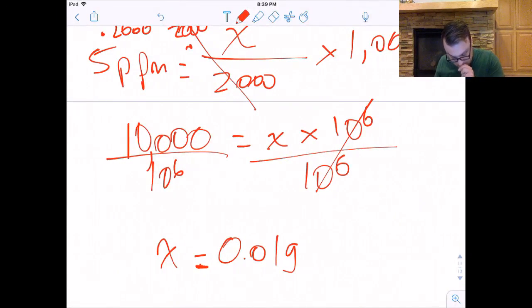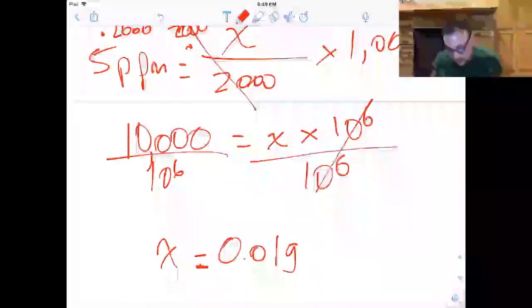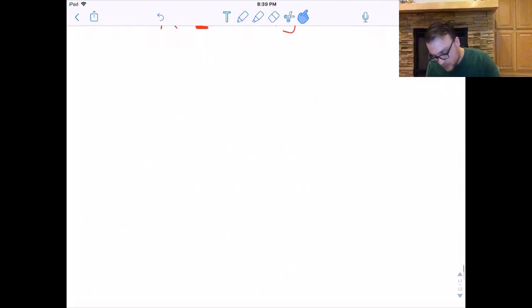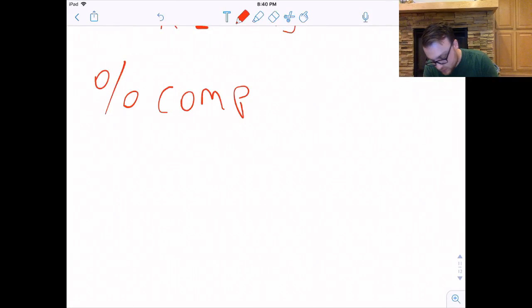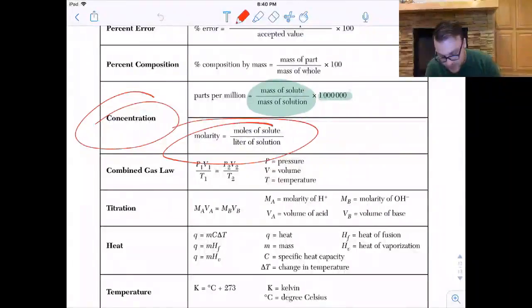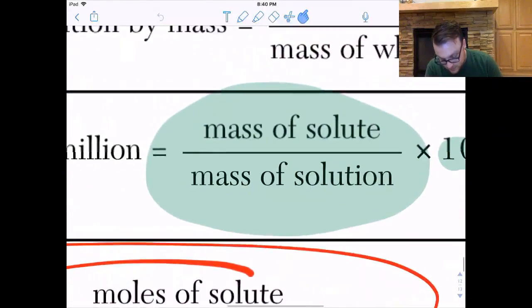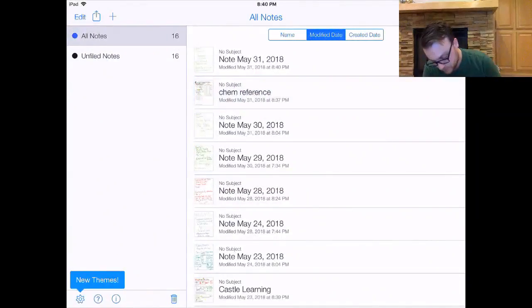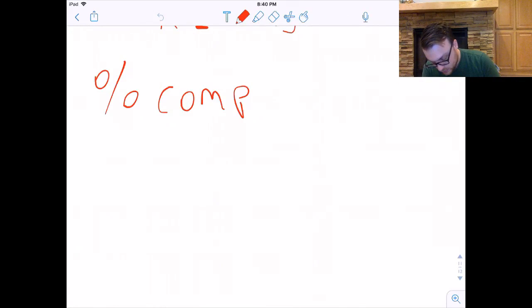You also need to be able to use the percent composition formula. And this one on the Regents really tripped people up last year. That is mass of part divided by mass of whole times 100. So, if 20 grams of NaCl dissolved in 100 grams of water, what is the percent composition of NaCl?